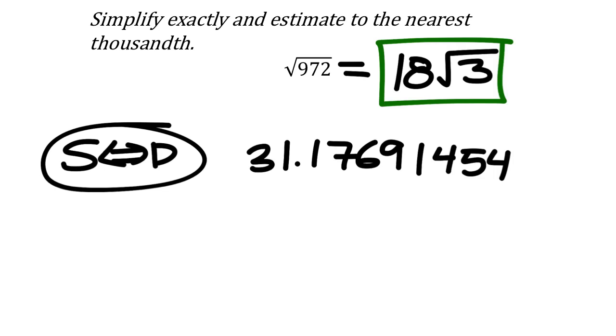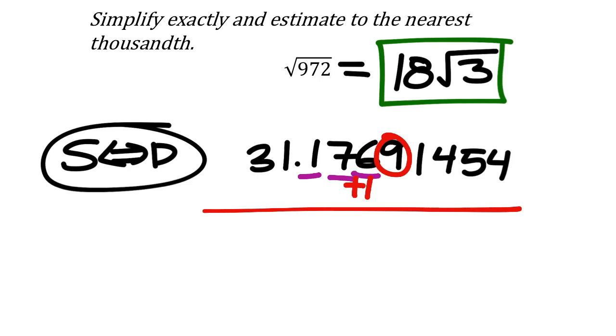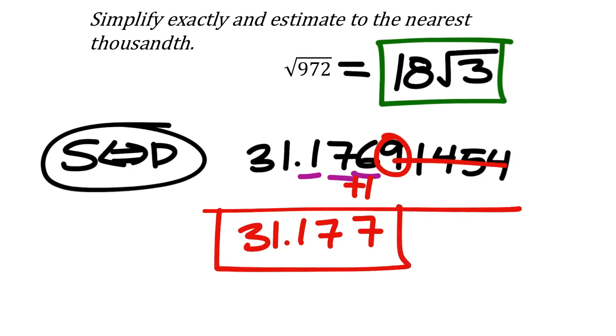So it says to round to the nearest thousandth. So let's identify the thousandths place value: tenths, hundredths, thousandths. So I'm looking at the 6. I go to its right at the 9, and I say, well, 9 is 5 or higher, so I add 1 to the place value that I'm rounding, and that gives me a 7 right there. So this ends up being 31.177, rounded to the nearest thousandth, and of course we would have put zeros on the rest of these numbers. So this would be the estimation to the nearest thousandth.